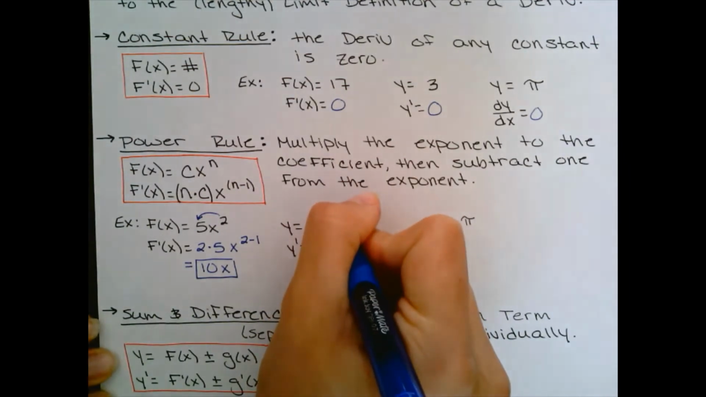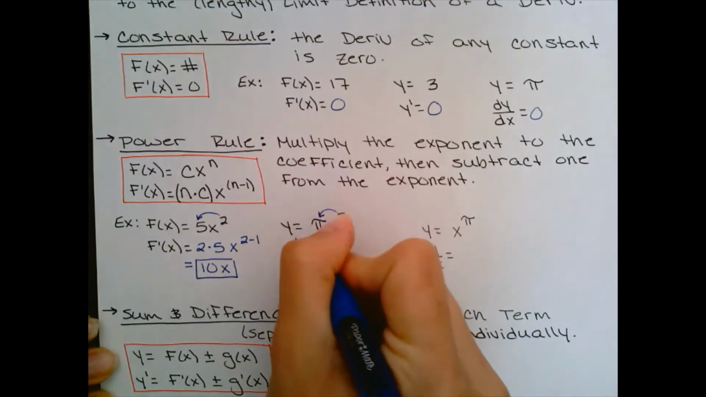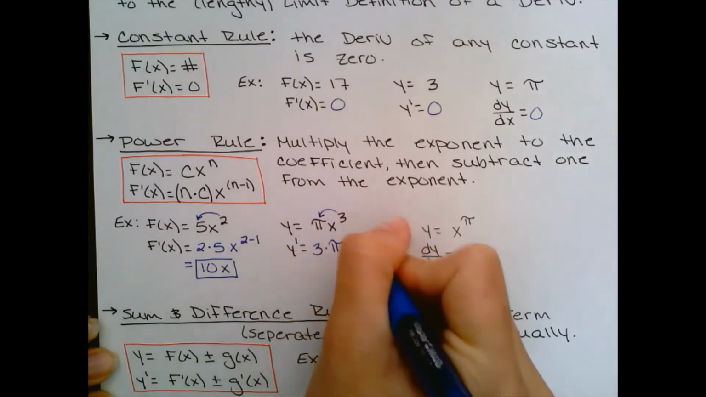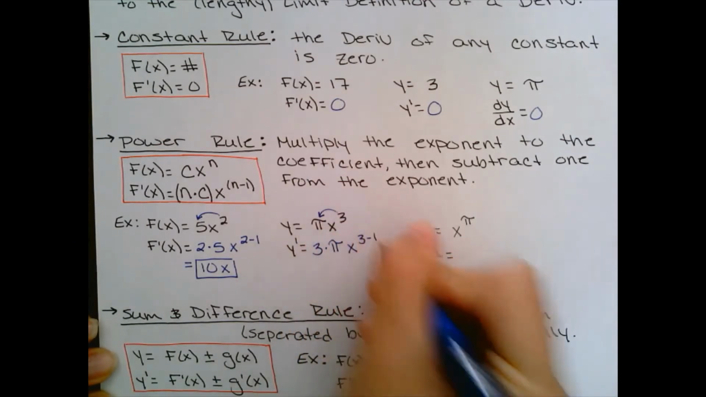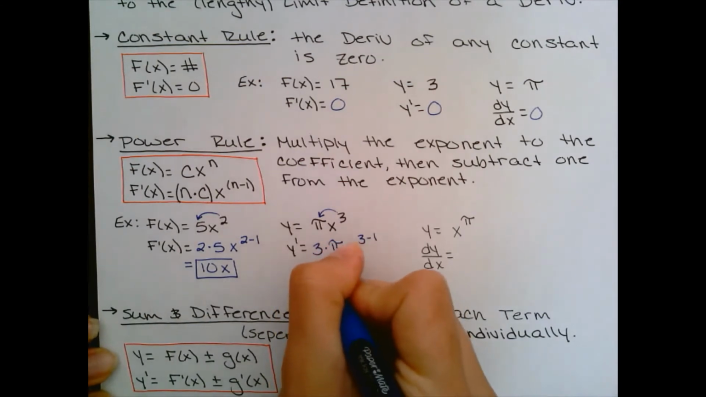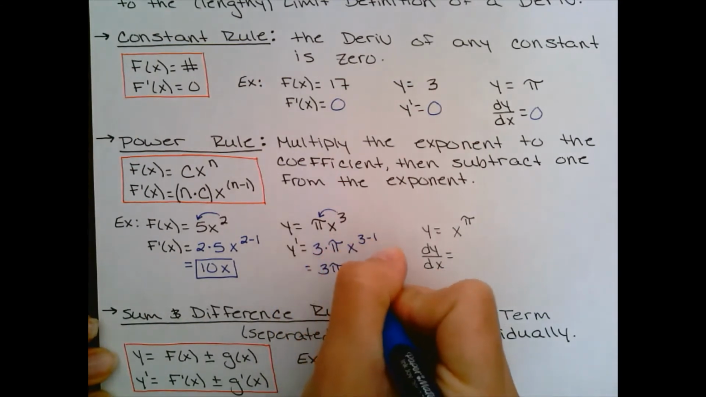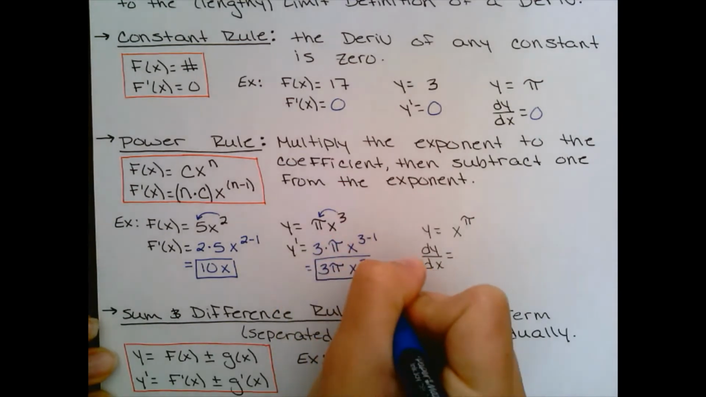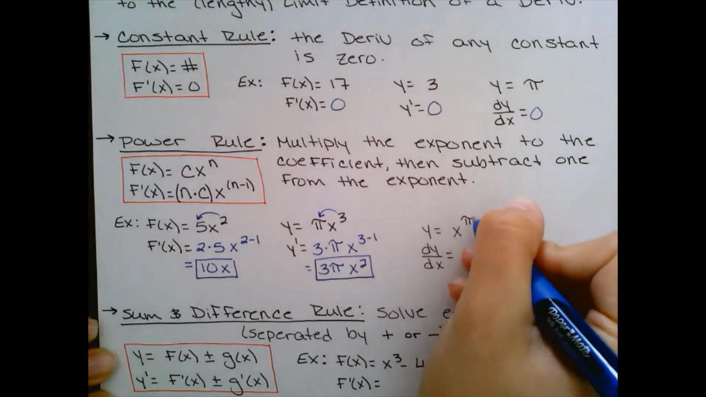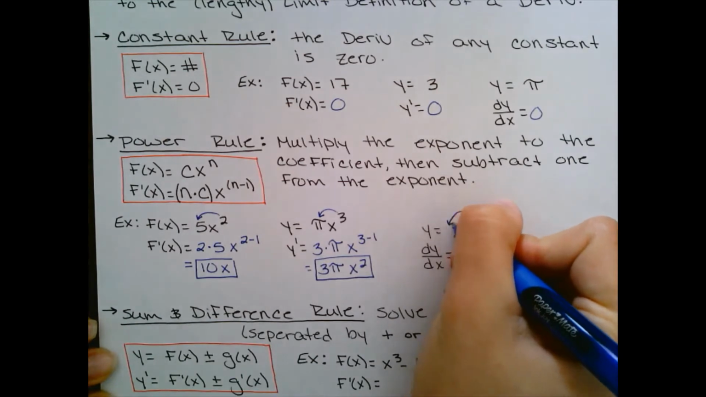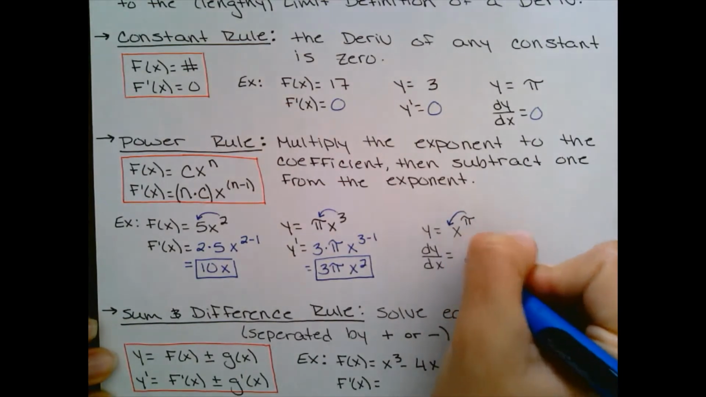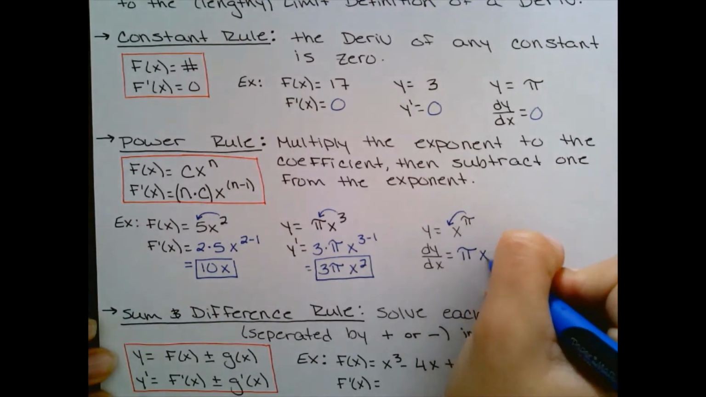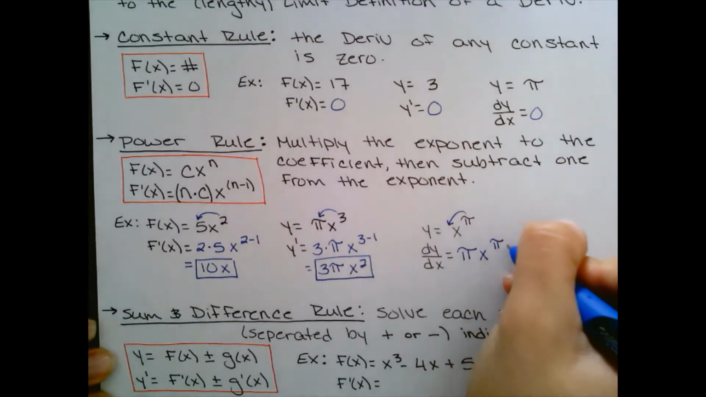I'm going to multiply the 3 to the front. So I have 3 times pi x raised to, and then I subtract 1 from the exponent. So my answer looks like 3 pi x squared. Okay, and let's look at the last one. I'm going to multiply that pi to the front. So it's like saying pi times 1 times x raised to, and then I'm going to subtract 1 from pi.